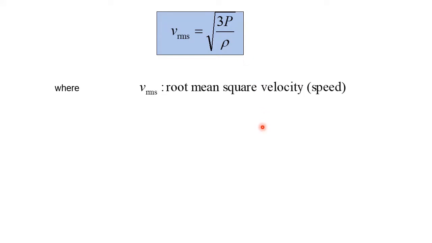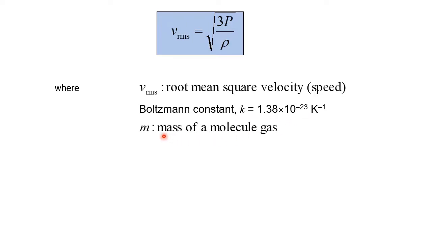Okay, so dalam tiga-tiga formula tadi, ada 3 formula untuk VRMS. Okay, so VRMS adalah root mean square velocity or speed, and then K is the Boltzmann constant. Okay, so nilai ni ada dalam list of constant value, and then M is mass of a molecule gas. Mass ni mesti dalam kilogram, and then T is absolute temperature, maksudnya dalam unit Kelvin. Temperature mesti dalam unit Kelvin.